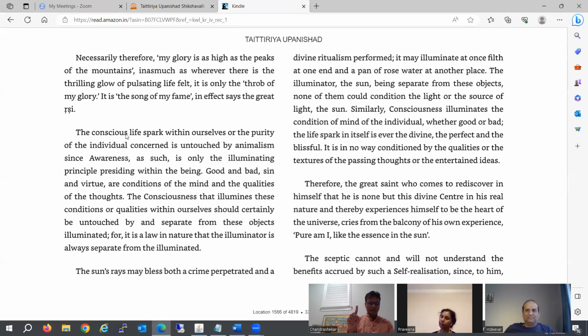The consciousness that illumines these conditions, all the conditions, whether it is the body, whether it is a thought, good, bad, within ourselves should certainly be untouched by and separate from the objects illuminated. Got that? But it is a law in nature, the illuminator is always separate from the illuminated.